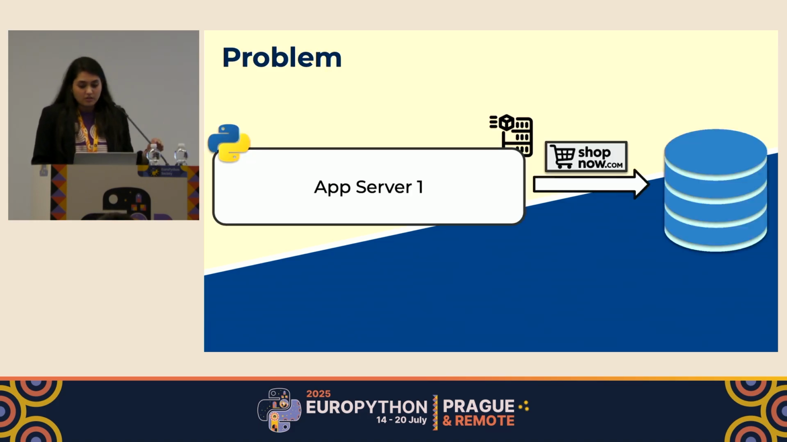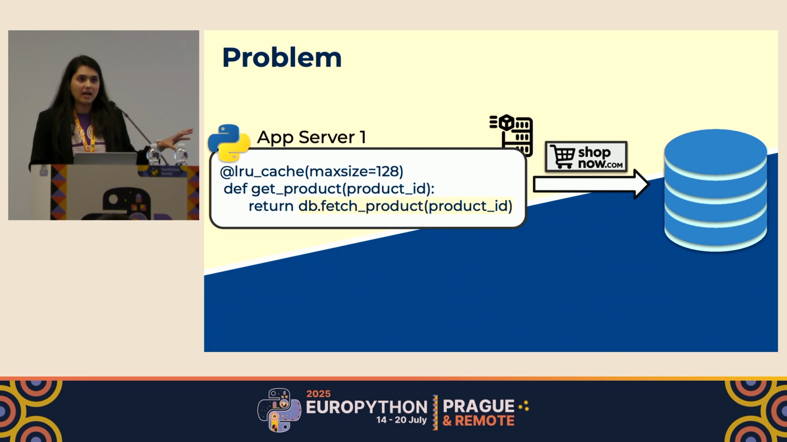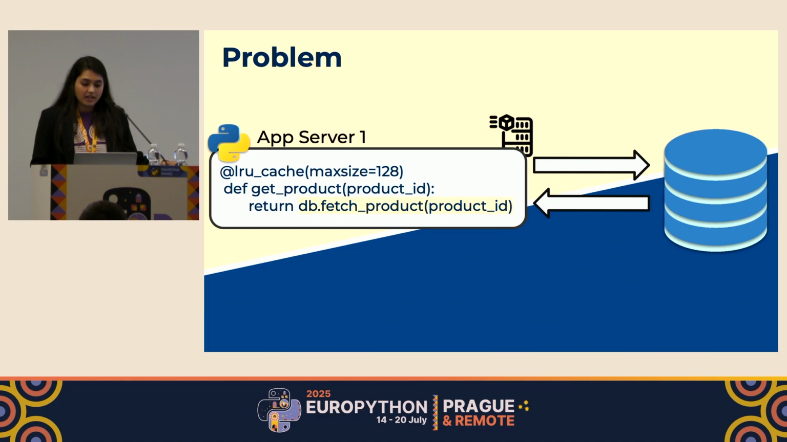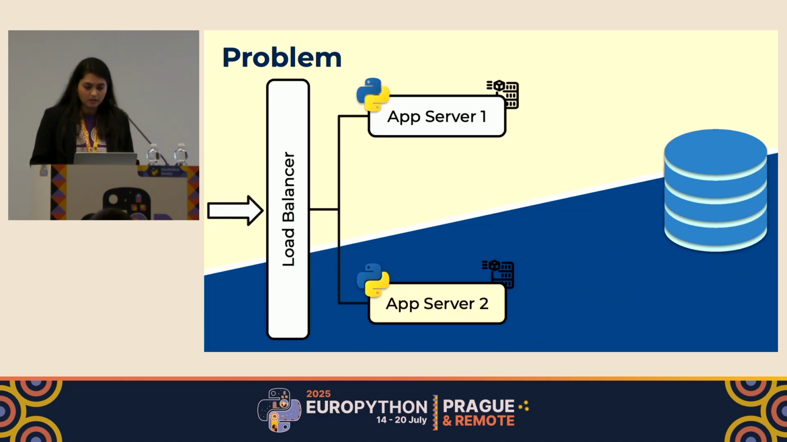Say our application server wants to fetch the product details from the database for shopnow.com. This server might be doing something like this, where it is making a DB call to fetch the product details from the DB. And it caches the result on the server, obviously. But what if our app runs on multiple servers behind a load balancer?